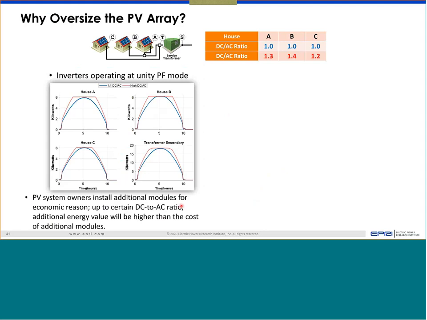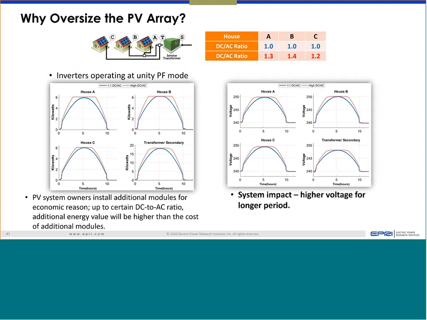So I already mentioned what the impact of that is. Of course, you have more kilowatt hour generation. So this is what you are seeing. 1.1 is the blue one versus different ratios, 1.3, 1.4, 1.2 for three different houses. And in each case, you can see that oversizing generates more kilowatt hours for those three houses. And of course, the result of that, in the blue case, your high voltage was for maybe an hour, but for the higher DC ratio, your high voltage is for 4 hours, 5 hours.